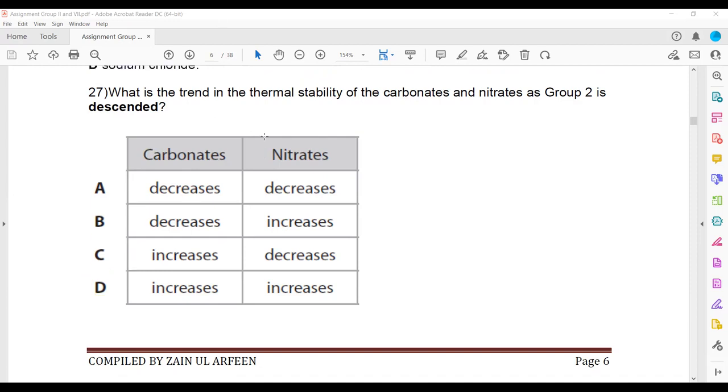Is it clear? This one about the thermal stability.